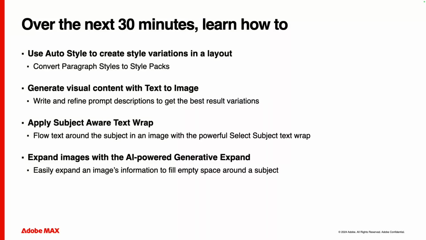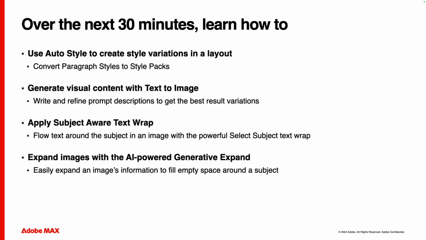Over the next 30 minutes, you'll learn how to use Auto Style to create style variations in a layout. We'll convert paragraph styles to style packs. We'll generate visual content with text to image. This is newly implemented in InDesign and it's still in beta. I'll show you how to write and refine prompt descriptions to get the best results and the best variations.